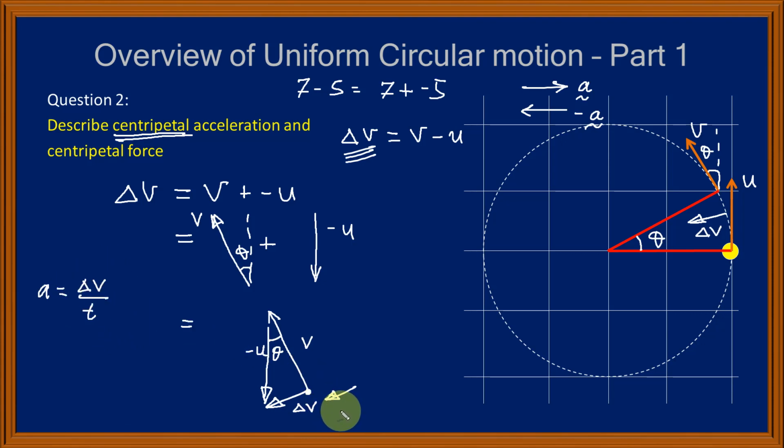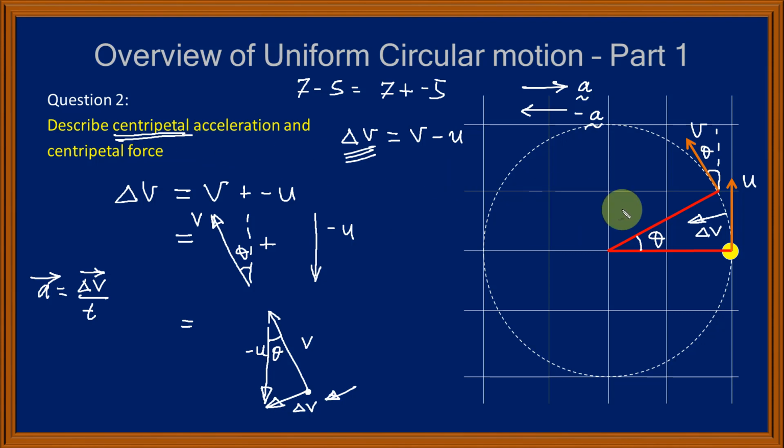The point I want to make here is the change in velocity is towards the center of the circular path. And that implies that the acceleration is also in the same direction. So I've gone through all this trouble to show that the change in velocity is towards the center of the circular path. Hence, it follows that the acceleration is also towards the center of the circular path.